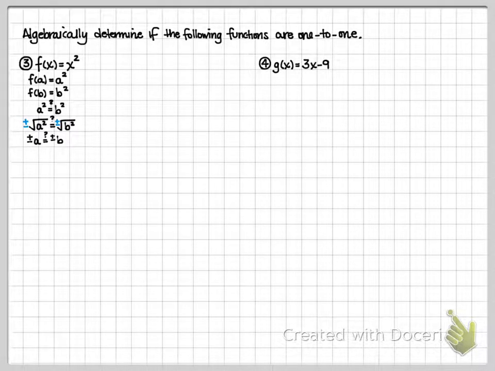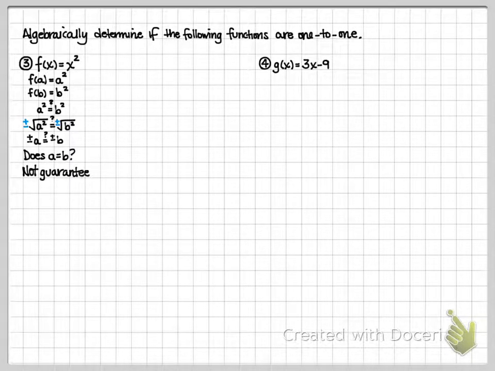So the question is, does a equal b? Well, you have to ask yourself if it's guaranteed. Is it guaranteed that a is going to be equal to b in this situation? And the answer is no, absolutely not. So this is not guaranteed. And I'll show you why.